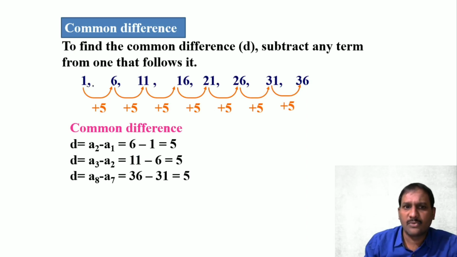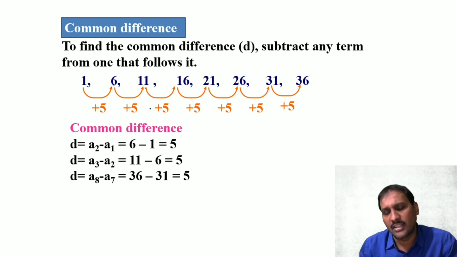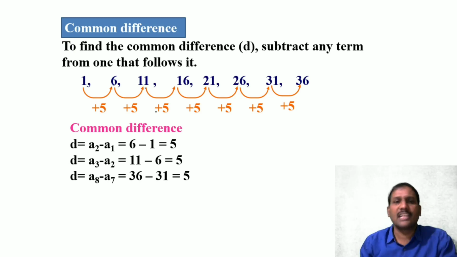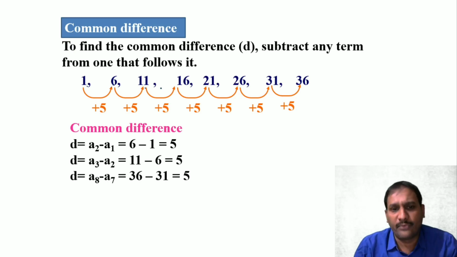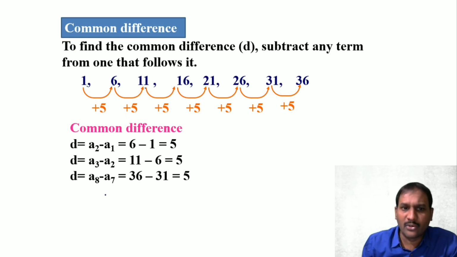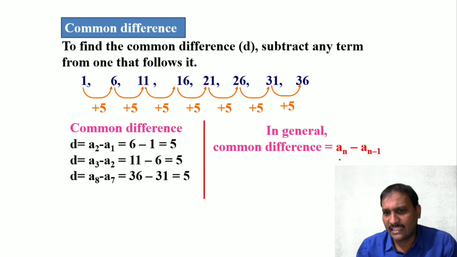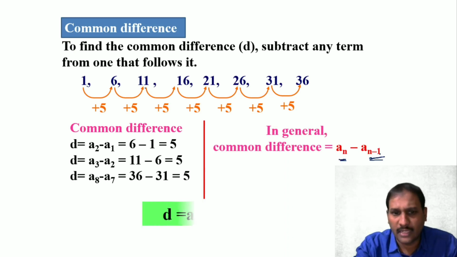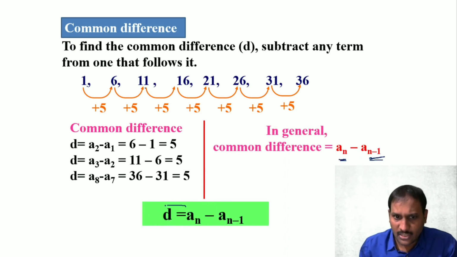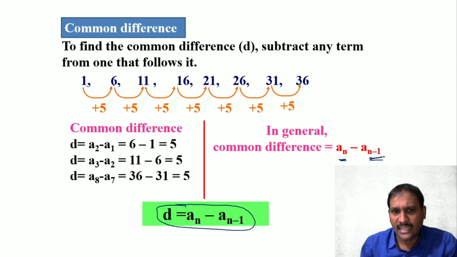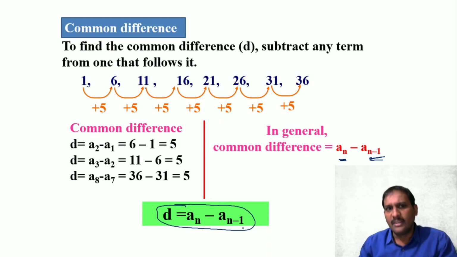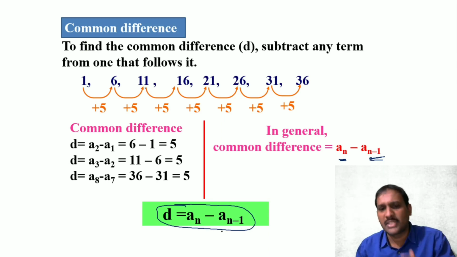See, 6 minus 1, 5, 11 minus 6, 5. So the difference between any two consecutive numbers is common. That's why it is called the common difference. So in general, if you want to define the common difference, you can write it as an minus an minus 1. So that is d is equal to an minus an minus 1. So you have to subtract any term from the next term, the one that follows it.